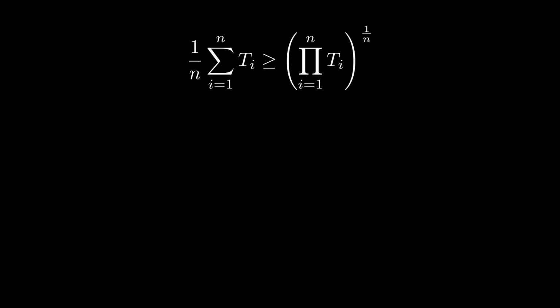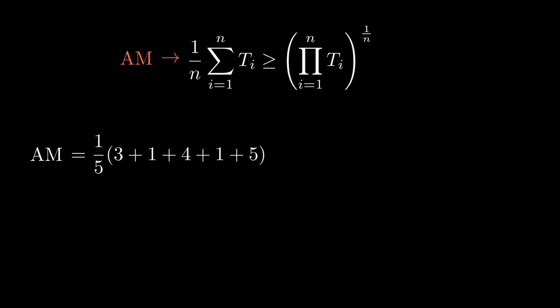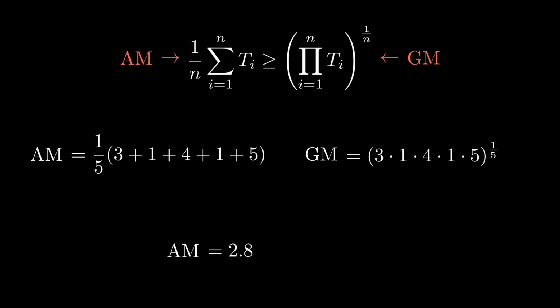It's a statement about lists of numbers, for example, 3, 1, 4, 1, 5. The term on the left-hand side asks you to sum all the numbers in the list, and then divide by the number of numbers. This is the average you're probably already familiar with. The so-called geometric mean is on the right-hand side. It asks you to take the product of all the numbers in the list, and then raise that answer to the power of 1 over the total amount of numbers.